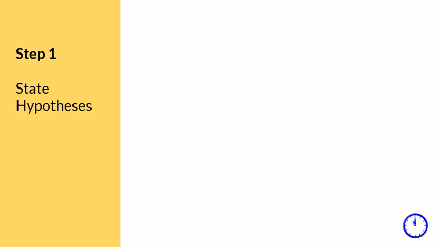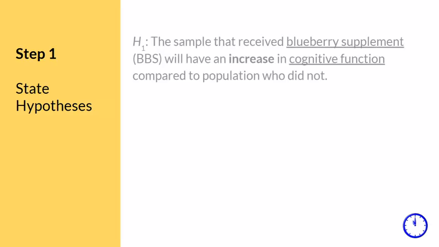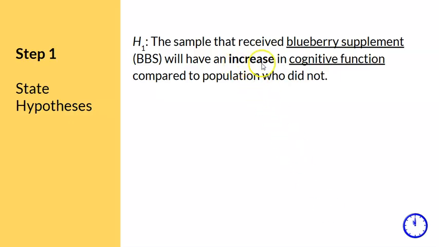Step 1. Since we're predicting that there will be an increase in cognitive function, the research hypothesis will reflect that wording. The words cognitive function are underlined because it is the dependent variable, and the blueberry supplement are underlined because it's the independent variable. Since the treatment in the study was blueberry supplement, I shorten it to BBS. The word increase is in bold to reflect that we are predicting an increase in cognitive function.